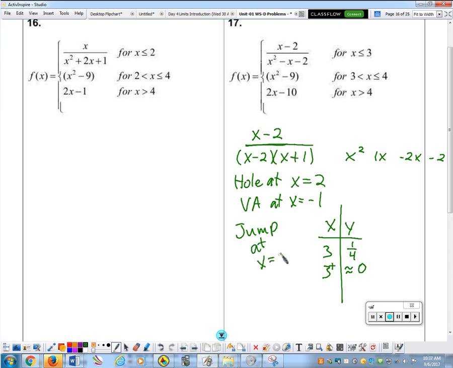I'll let you check the other one. There's also the answers in the back. When you go from this formula to this one, that's going to be at 4 versus 4 plus. You have to check for a jump there as well.